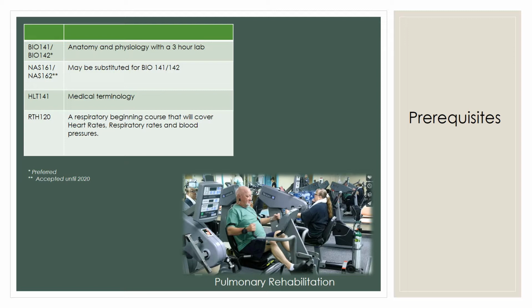RTH 120 is a beginning respiratory course. You must receive a B or better in RTH 120 to be accepted into the respiratory therapy program. This course covers the history of the profession, as well as the theory and procedures for patient assessments, including chest assessments, heart rate, respiratory rates, and blood pressures.